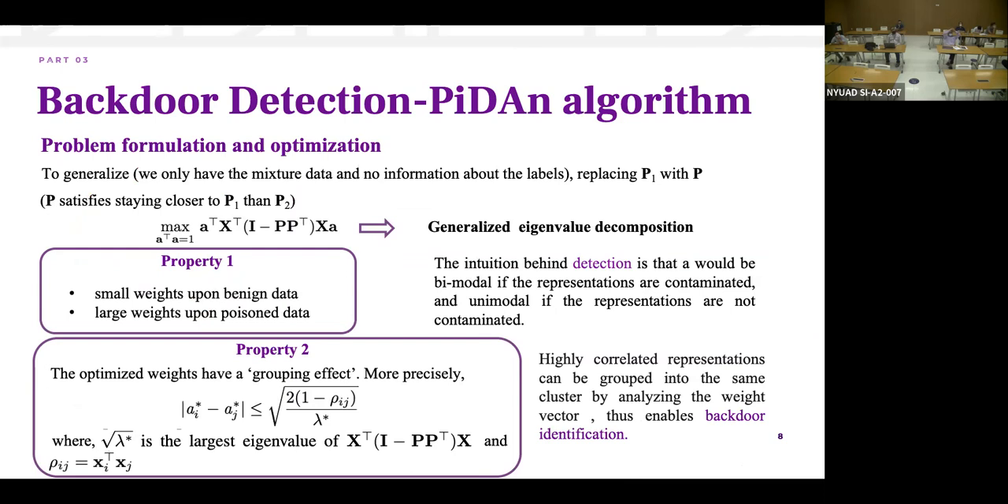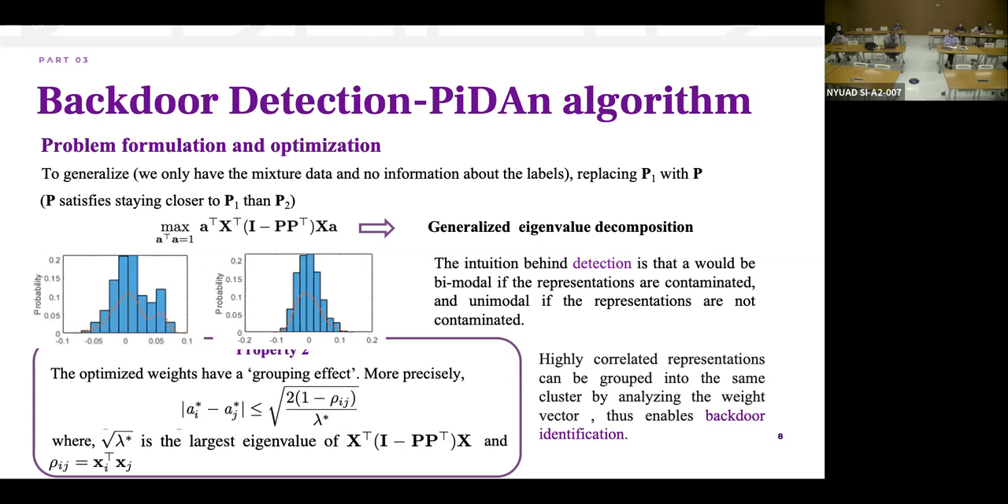So in this case, if we solve this generalized eigenvalue decomposition problem, we can obtain an optimized weight A, and it has some properties. The first is that the weights on benign data should be smaller than those on the poisoned data, and this motivates our detection method that A would be bimodal if the representations are poisoned, and it should be unimodal if the representations are not contaminated. These are some examples in the first left figure.